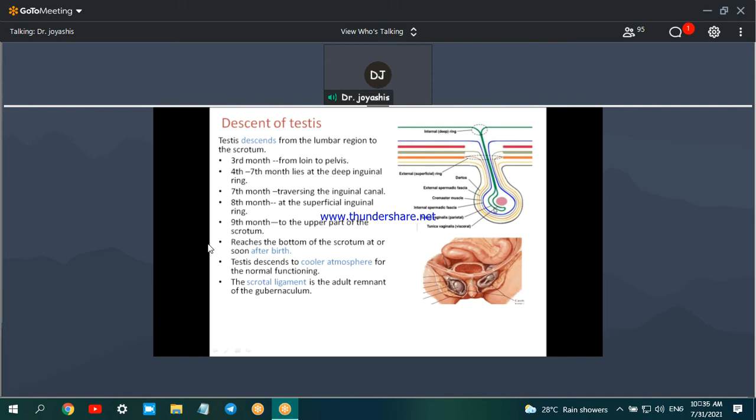Internal spermatic fascia, tunica vaginalis, the visceral part and the parietal part of the tunica vaginalis, and the external spermatic fascia. Between these two layers, there may be a collection of water and sperms.